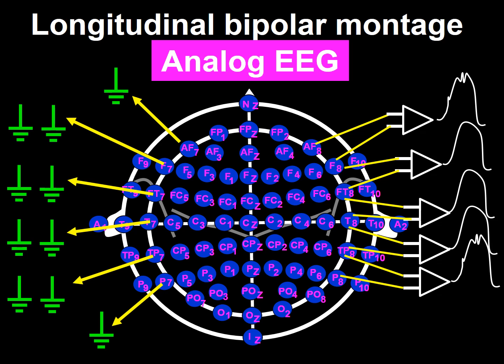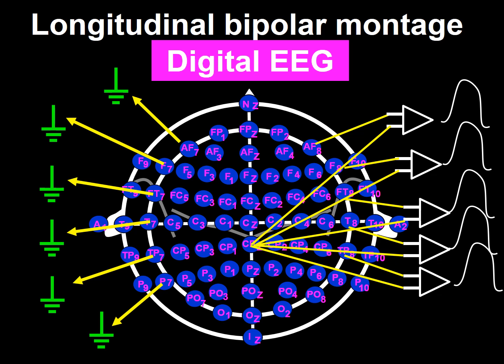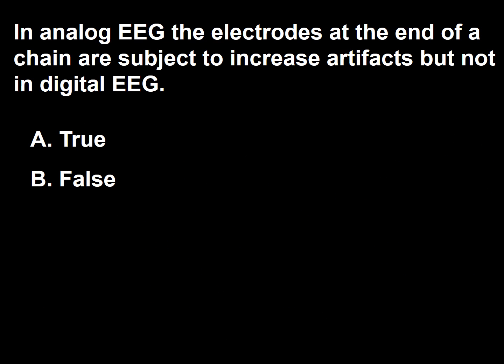Whereas all the electrodes in the chain are connected to two amplifiers and therefore two grounds. That is, all the electrodes in the chain that are not the first or the last. This phenomenon does not occur with digital EEG, since with digital EEG all electrodes are only connected to one ground and the bipolar montage is reconstructed by mathematical computation. So the answer to this question is true.